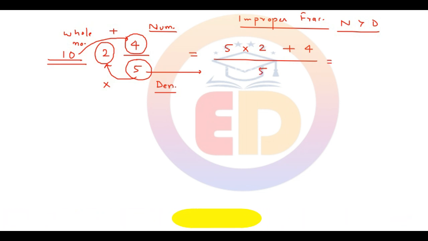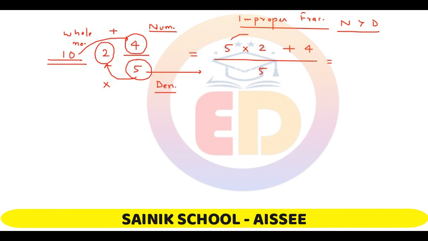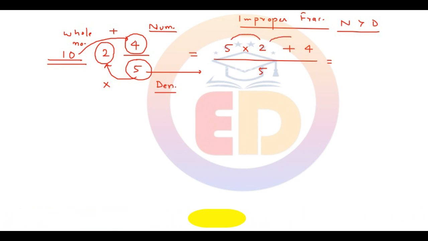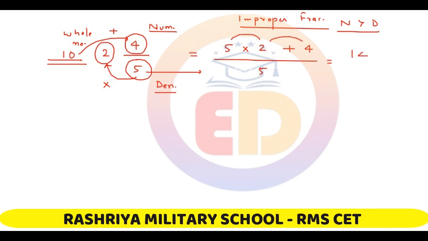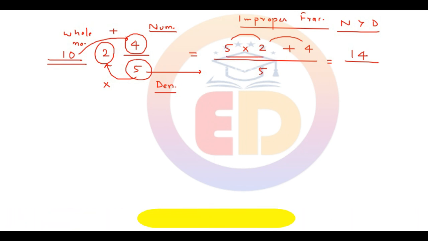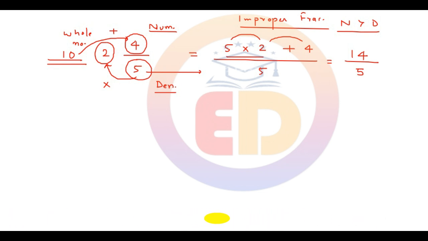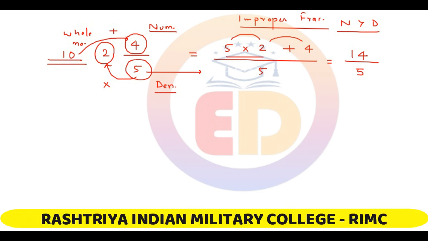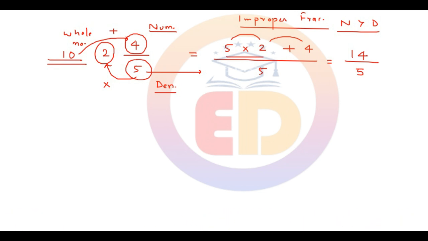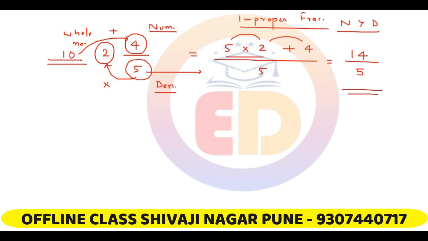Now let's multiply and find the value of the numerator. 5 into 2 is 10. 10 plus 4 is 14. Using BODMAS, do the multiplication first and then addition. This will give us 14 upon 5. Now 14 upon 5 is an improper fraction.